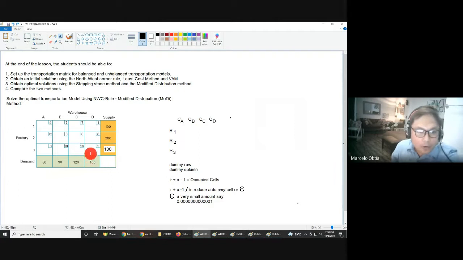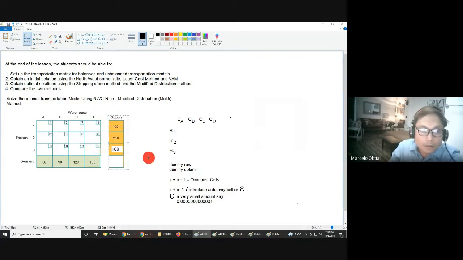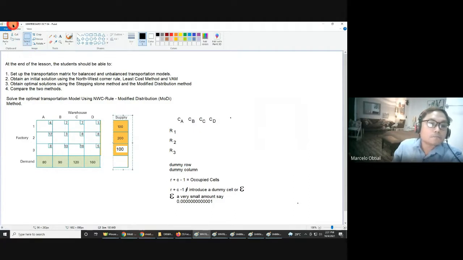Now, another example. What if dito ang kulang? Kulang siya ng 10. Example here, 150. It means to say that you need to introduce a dummy column, and assume all the cell costs as 0. You add here 10, so that it's balanced. I hope it's understood.